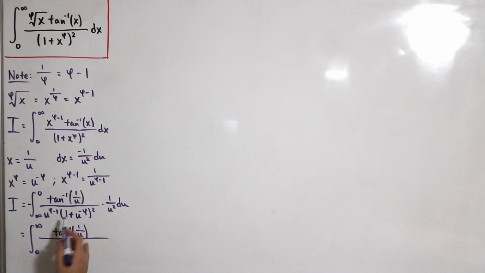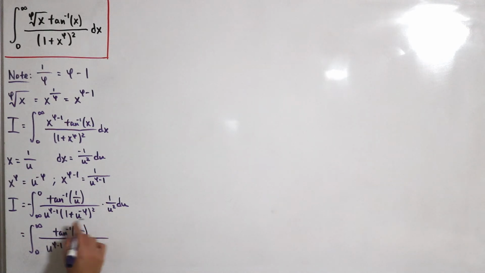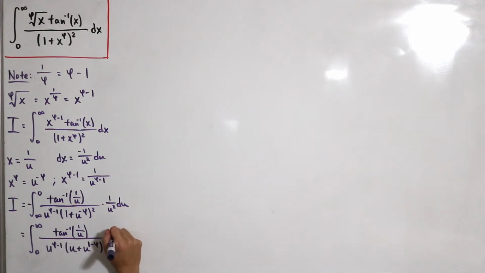So really we have u times (1 plus u to the power negative 5), and then that entire quantity squared. If I just distribute the u into the 1 plus u to the negative 5, what we get from there is u, and then the exponent would be 1 minus 5, and then that quantity squared, and then du.